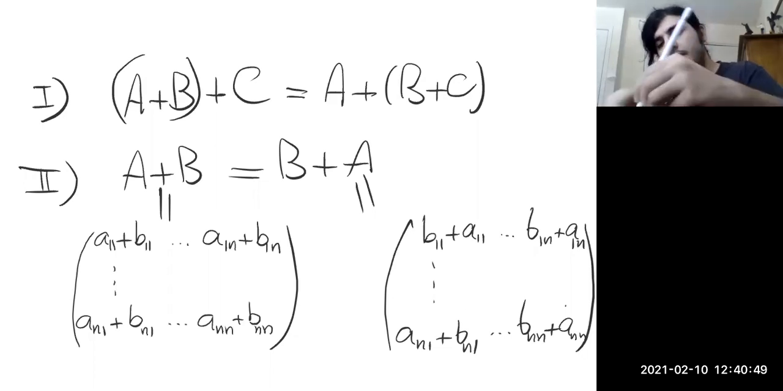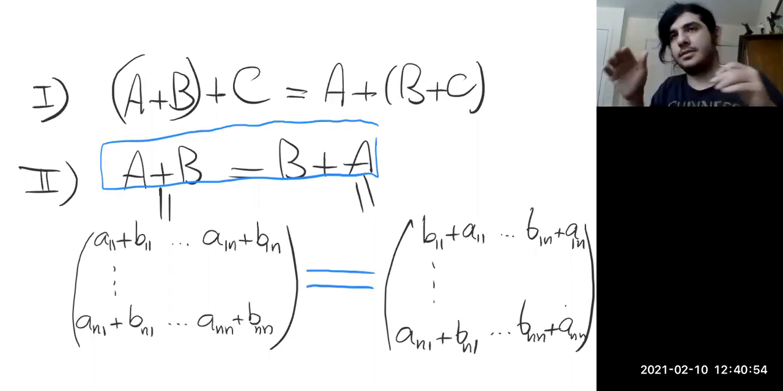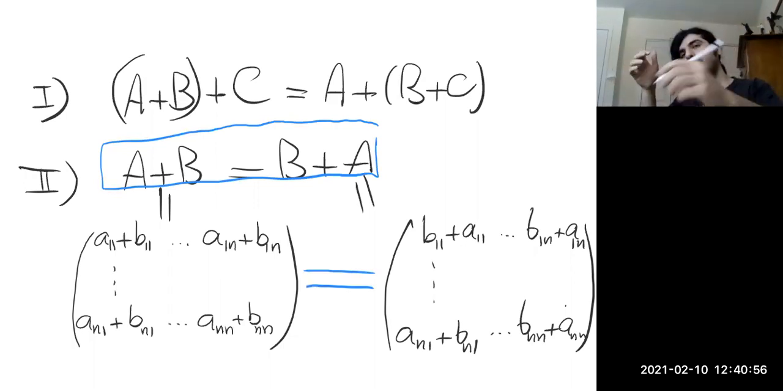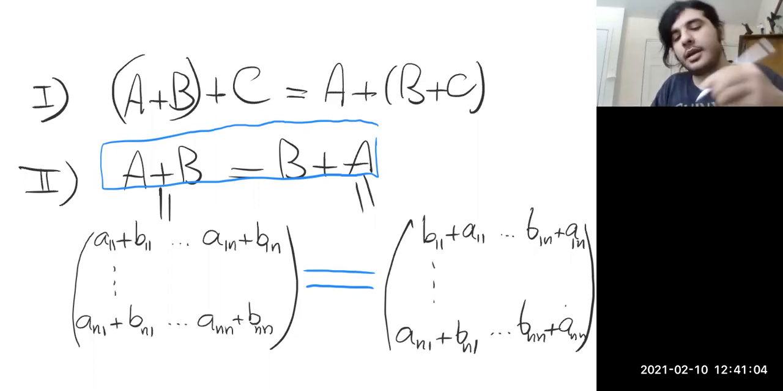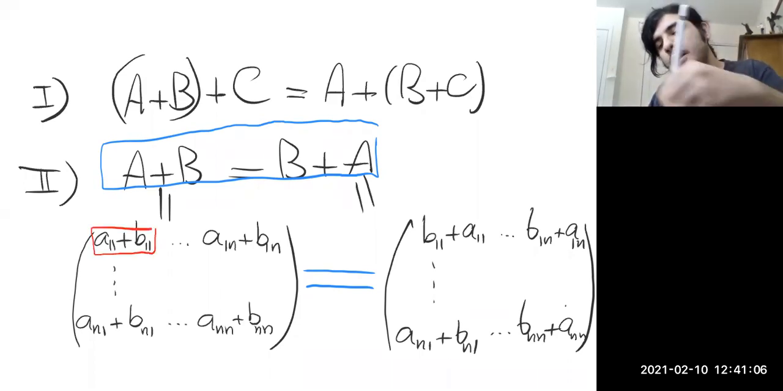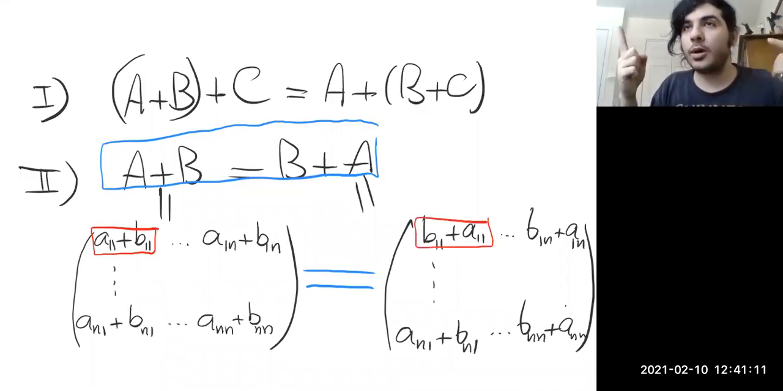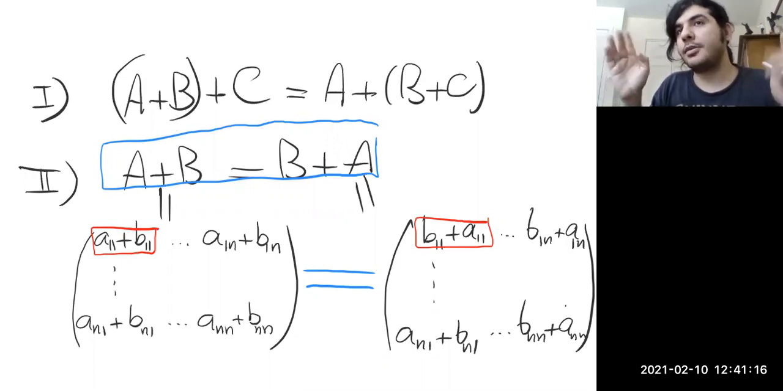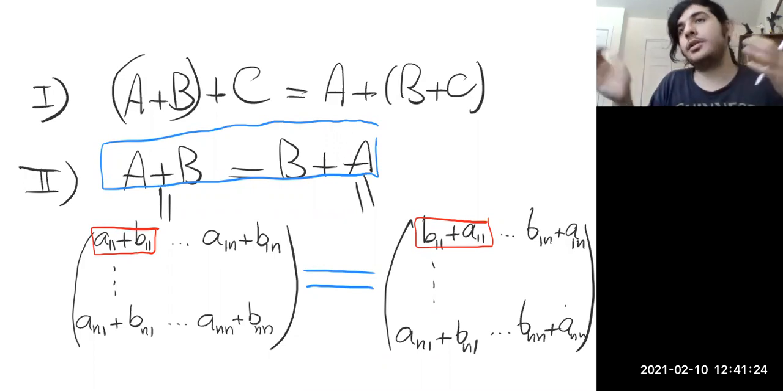In order to show these two are equal, I should prove these two matrices, these two tables of numbers, are equal. I should show the blue equality. Is that true? Is that correct? Yes, it is. Why? Because A11 plus B11 is equal to B11 plus A11. Why? Because A11 and B11, these two numbers, are real numbers. Real numbers commute. 2 plus 3 is equal to 3 plus 2. We have this property for any field, including the real numbers.